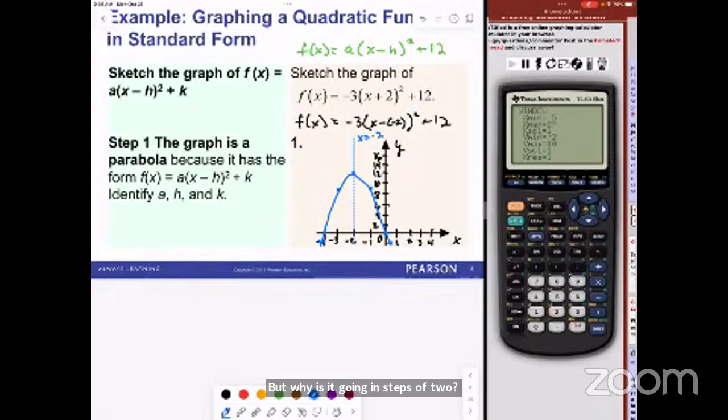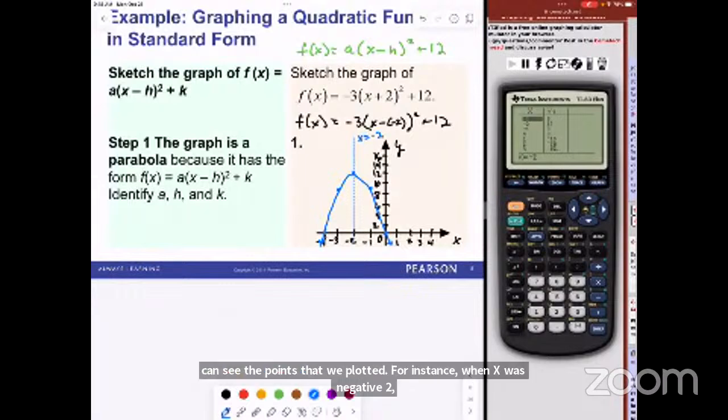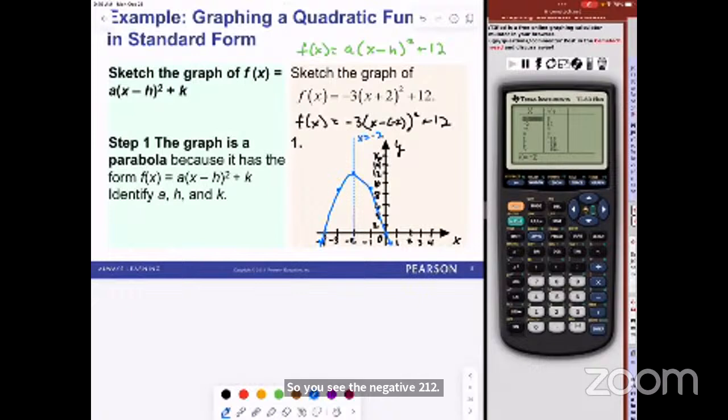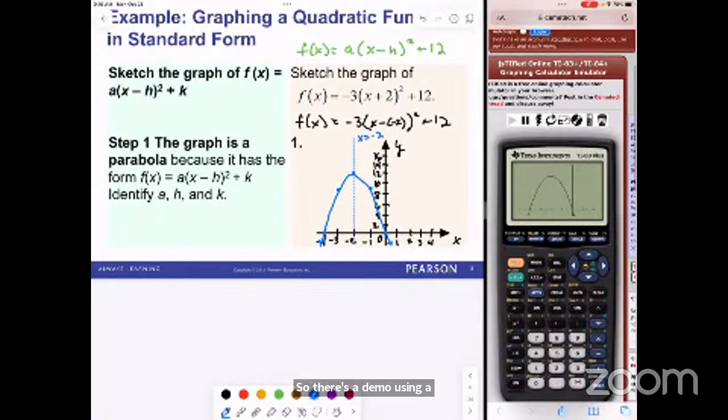Okay. So now I'm going to hit graph. Notice we got the same thing. We can even plot points. If we go to the table, right, we can see the points that we plotted. For instance, when X was -2, you see the -2, 12. -3, you see the 9, right? So there's a demo using a TI-83 plus. And then I also want to do a demo using decimals.